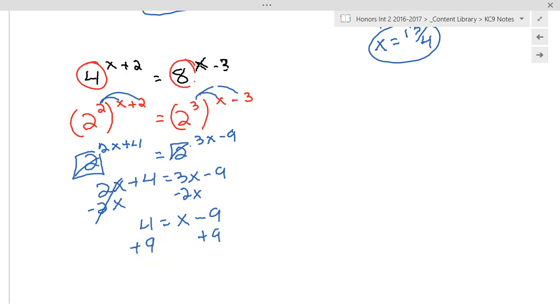Then move my 9 to the other side. I cannot subtract 4 here because the left side is not equal to 0. It does not work that way. I have to move the 9 to the other side. So that's 13 equals x. Okay? So x is 13. And that is it.